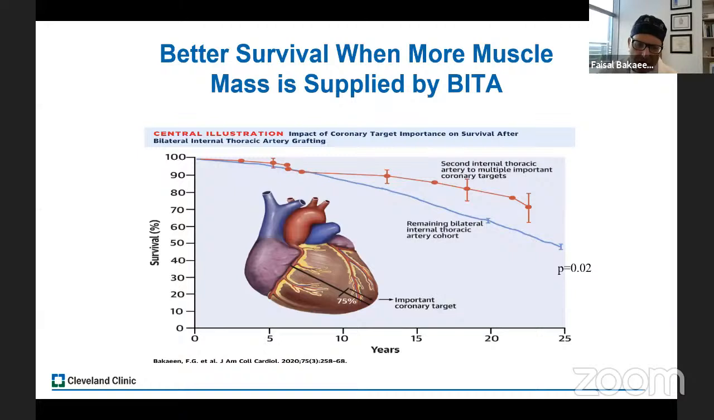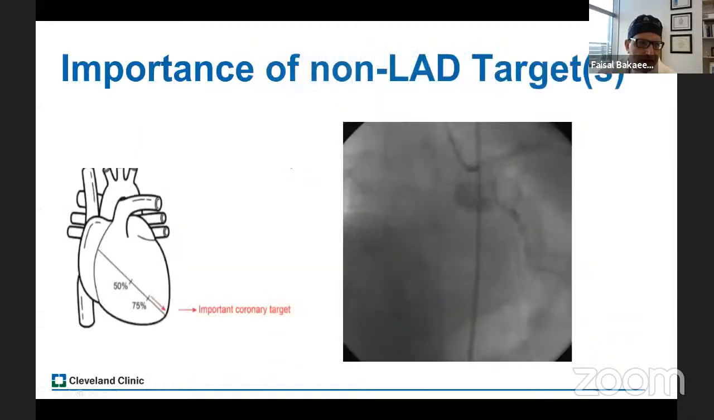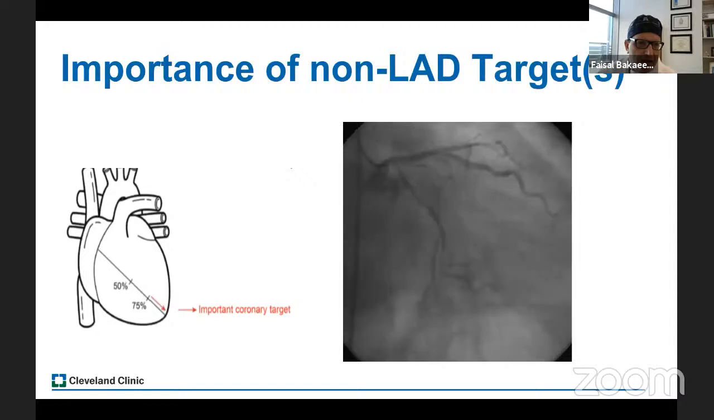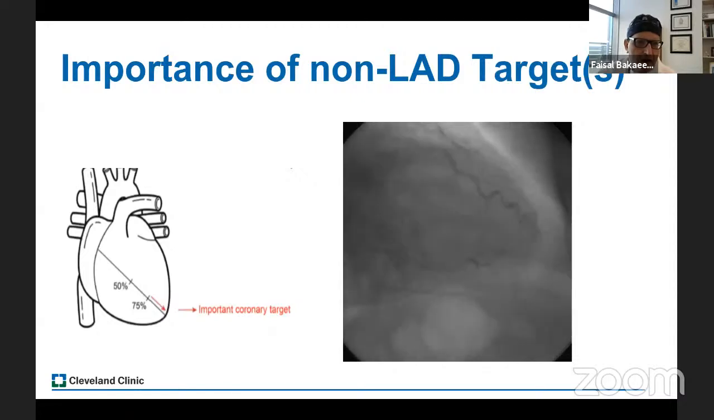So if you just use it to show off and use the second mammary to bypass a small diagonal or a small right or a small PDA, you're not gonna make a survival difference in the patient. But if you use it to bypass an important vessel, and what I defined as an important vessel is a vessel that reaches 75% or more towards the apex of the heart, then you will make a survival advantage. So really it's a dose response relationship between the amount of myocardium supplied by the arterial grafts and the survival.